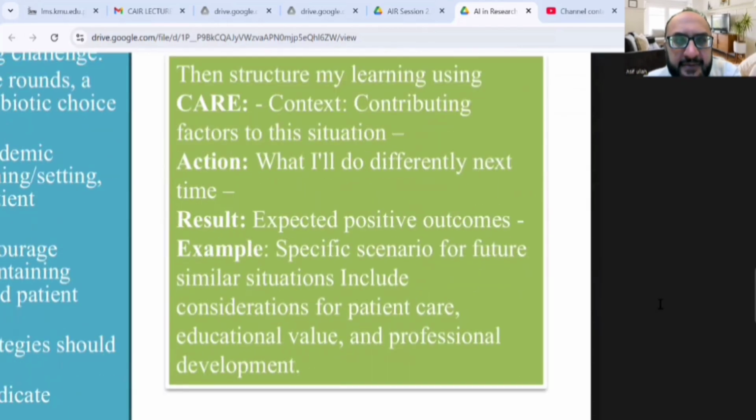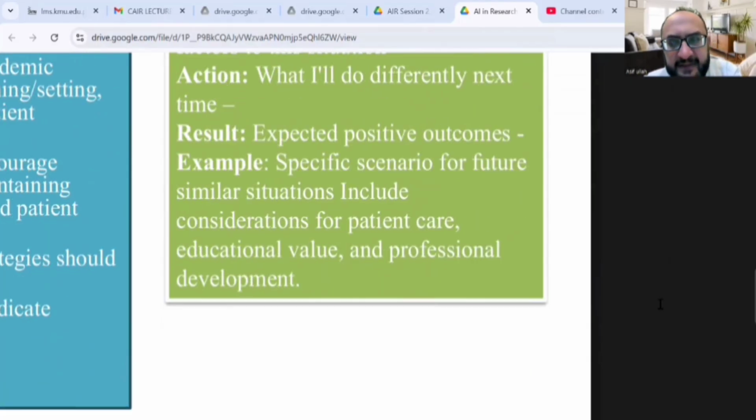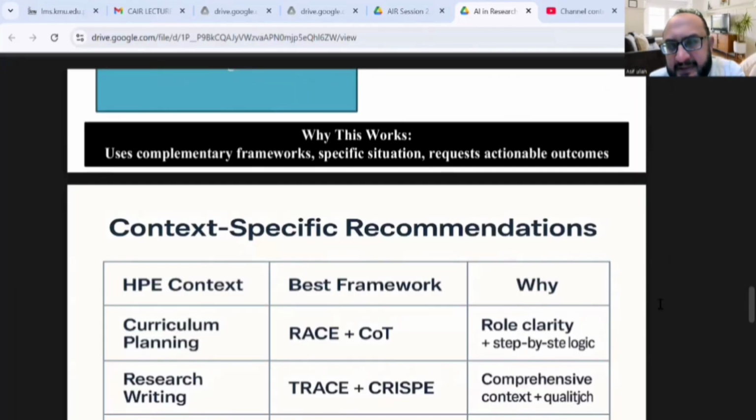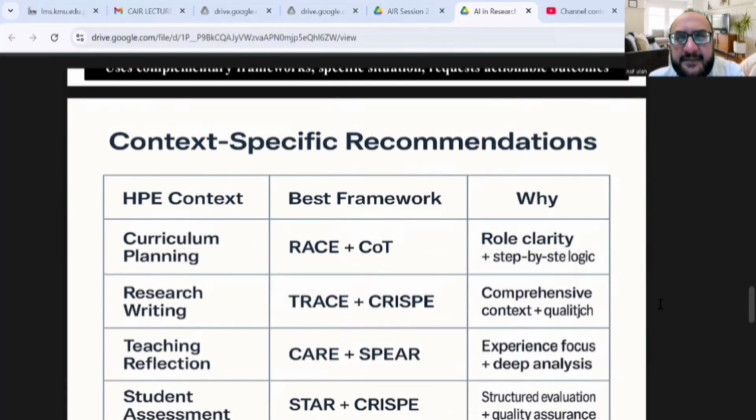CARE. Context: contributing factors to the situation. Action: what I will do differently next time. Result: expected positive outcomes. Example: specific scenarios for future similar situations, including consideration for patient care, educational value, and professional development. Why does this work? It uses complementary frameworks, a specific situation, and requests actionable outcomes and context-specific recommendations.